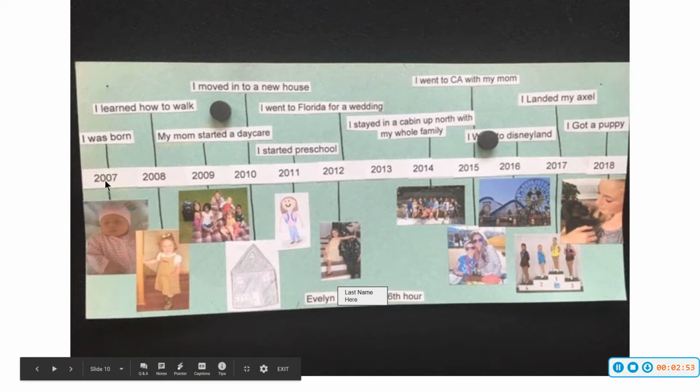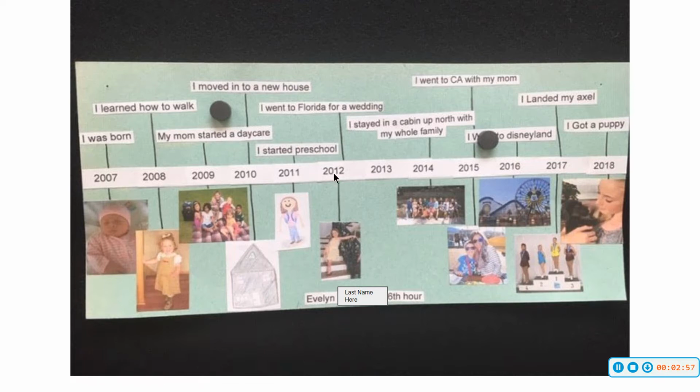So she's got her timeline from 2007 all the way up to 2018. Notice how it's evenly spaced apart. And she wrote statements about each year. And she drew a line to the year. And she also has photos. These are her primary sources connecting to each event.